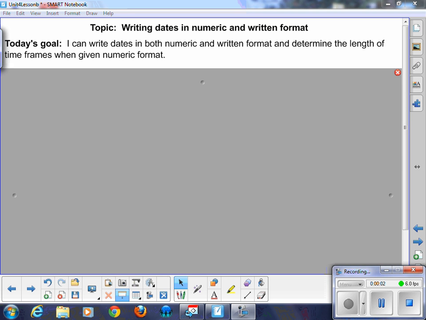Welcome to the lesson on writing dates in numeric and written format. So what's your goal today? I want you to be able to write the dates in both numeric and written format, and to then determine, using the numeric format, the time frame in which the event is occurring.